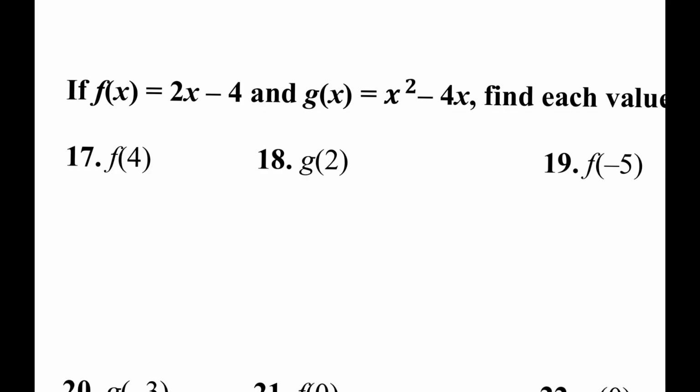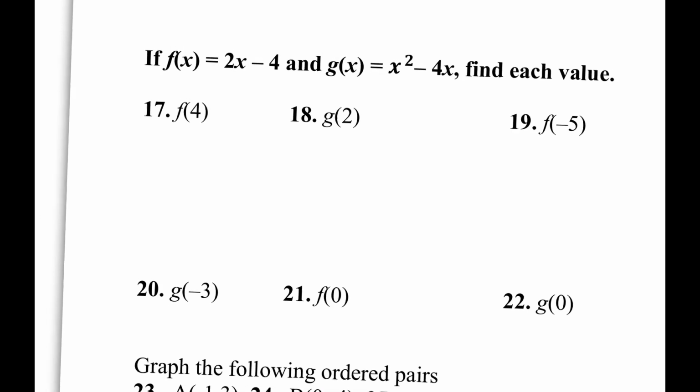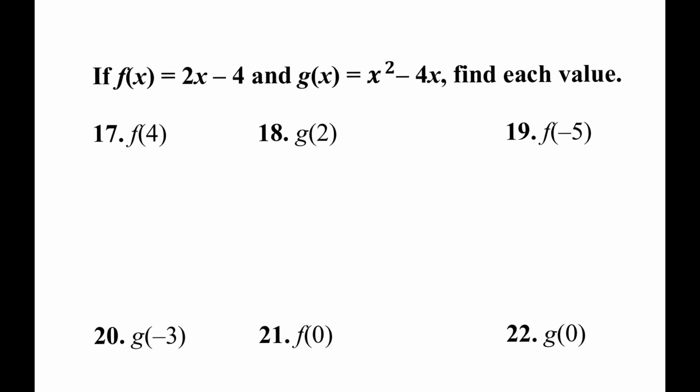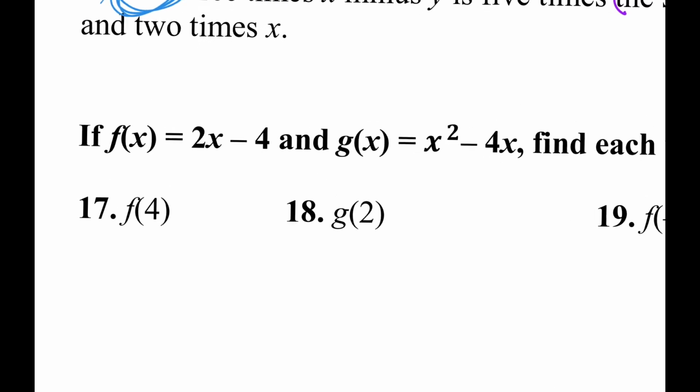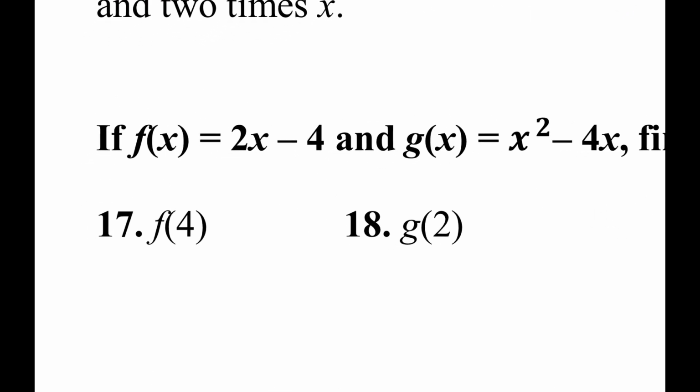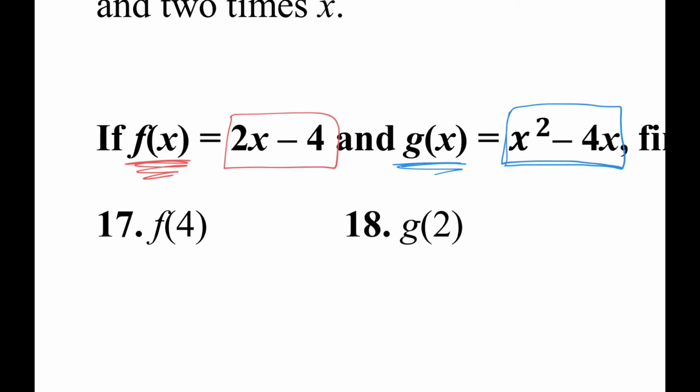For numbers 17 through 22, you guys have functions f of x and g of x. And we do have the functions up here, so I'm just going to zoom in to show you guys f of x and g of x. So f of x will be this function, 2x minus 4, and g of x is the function over here, which is x squared minus 4x. First of all, you have to understand what are the functions given to you.